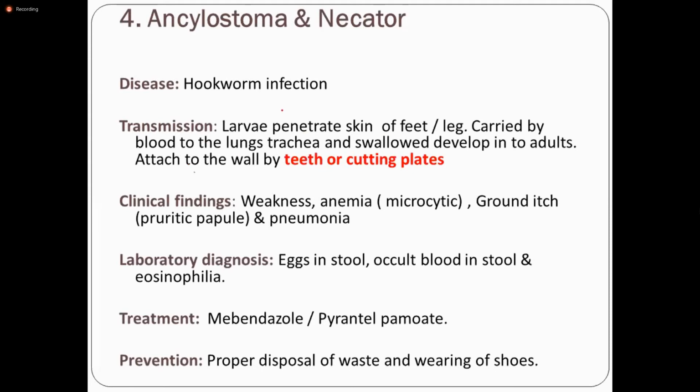Here you should remember, it's not ingestion of eggs. I told you in the beginning of the lecture that a few infections are through the ingestion of eggs, while others are due to penetration of larvae through the skin of the feet, and then they are carried in the bloodstream to the lungs and trachea, and during this travel they develop, and then they are swallowed and develop into adults in the intestine, and they attach to the intestinal wall by teeth or cutting plates. Okay, so they have a particular structure, which is teeth or cutting plates.